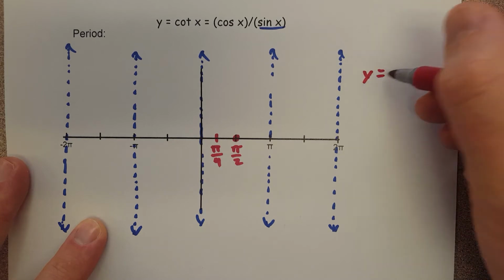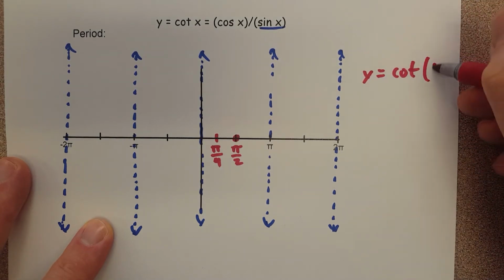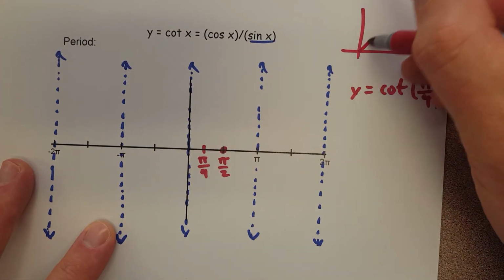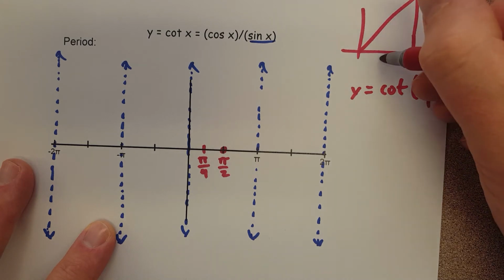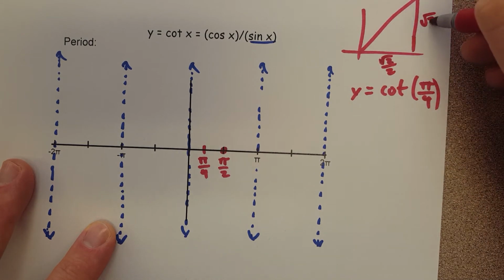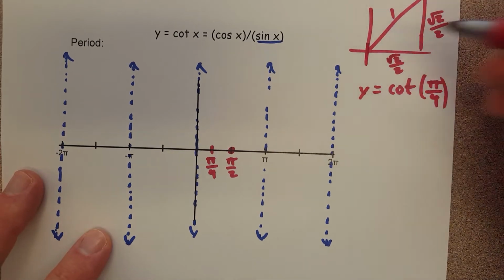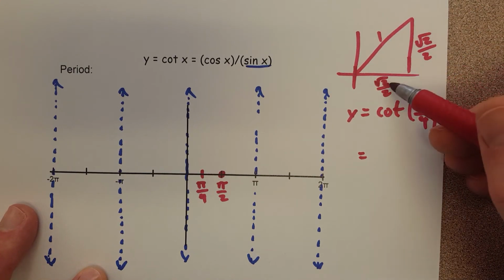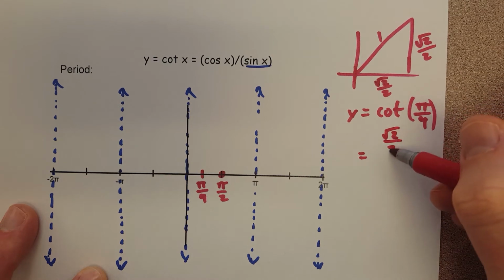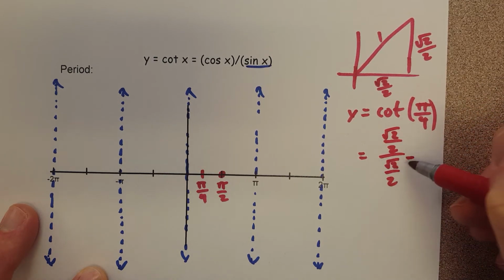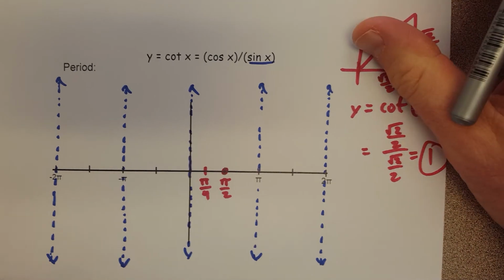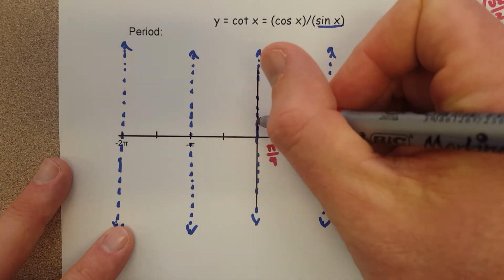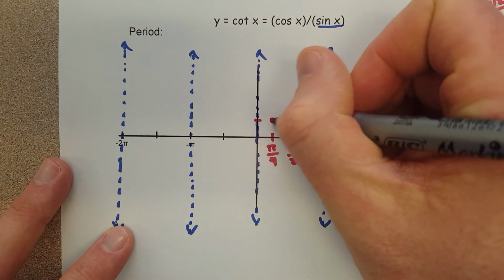So y equals cotangent of pi over 4. And remember, we figure that out by doing our 45, 45, 90 triangle, where we have square root of 2 over 2, square root of 2 over 2, and 1. And so that means that the cotangent of pi over 4 is adjacent over opposite, so square root of 2 over 2 divided by square root of 2 over 2, which is 1. And again, that's a nice thing to work with. It's really fortunate that we have that easy of a number to use in this problem. And so on this axis then, I can go up to 1, I can mark a point right here.